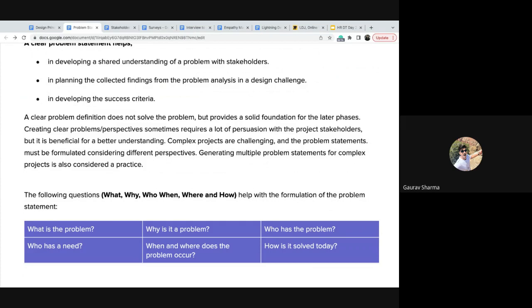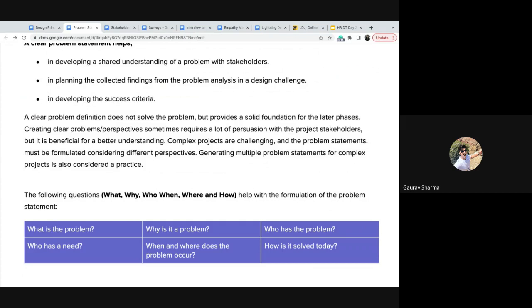For somebody, it could be a problem. For us, it might not be a problem at all. So understanding why it is a problem is a very important piece here. Who exactly has that problem? Who has the need? So somebody has a problem, but the need is from some other group or some other individual or some other department. So understanding that. When and where does the problem occur?